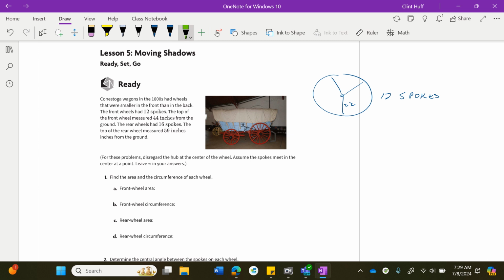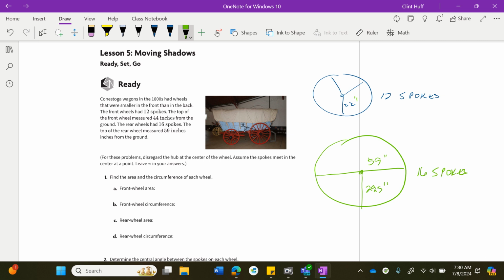The back wheel is larger. It has a diameter of 59 inches, these are inches. That makes my radius half of 59, 29.5 inches. And it has 16 spokes.